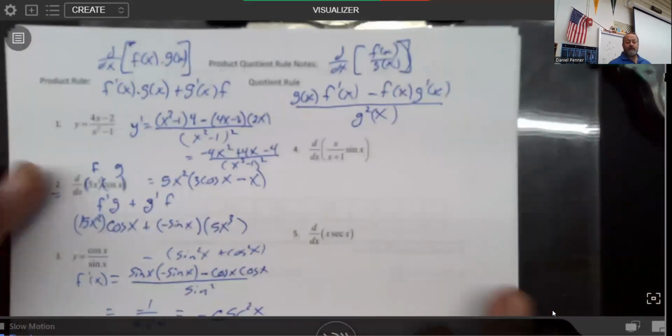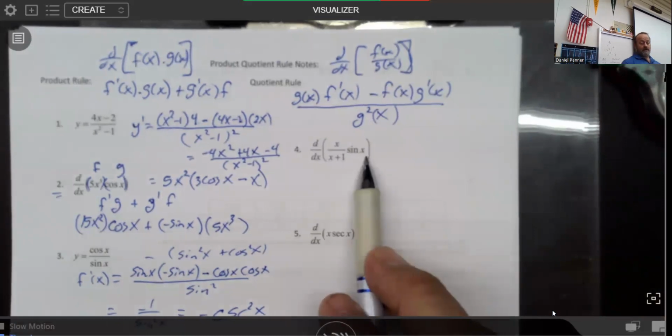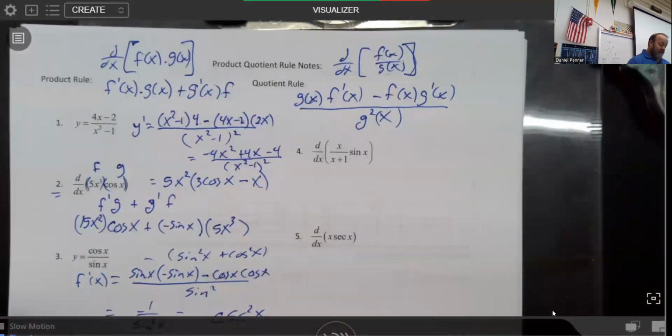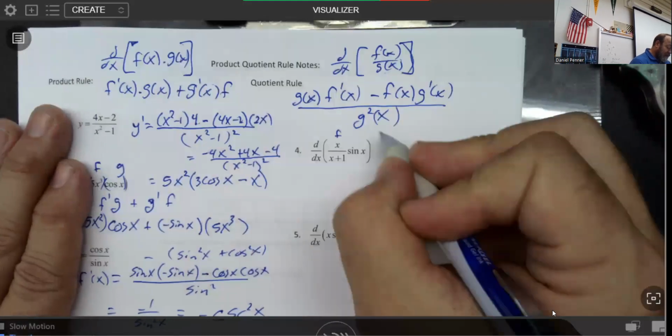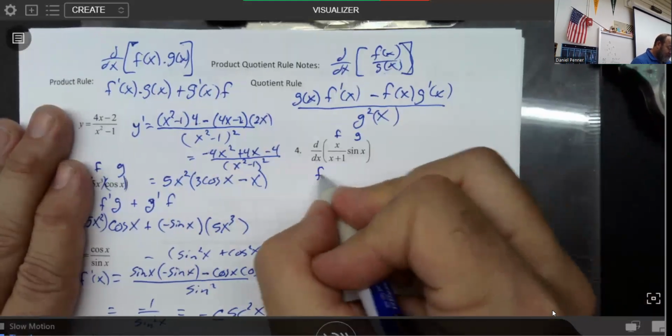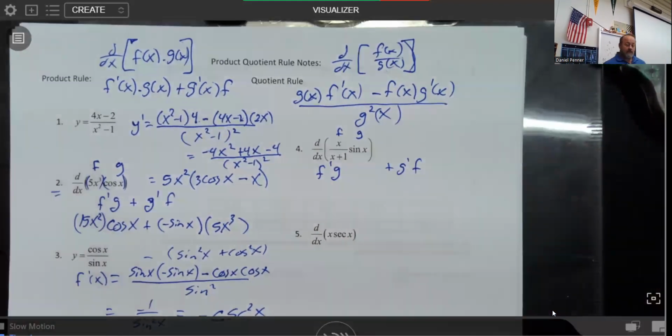Number 4 is a little bit more of a challenging problem because although this is a product rule, there's also very obviously a little bit of a quotient in there too. So I have something times something else, but there's also a division. So if we were thinking about this as being one of the pieces and this as being another piece, if we were to do f prime g plus g prime f, we have some work to do.